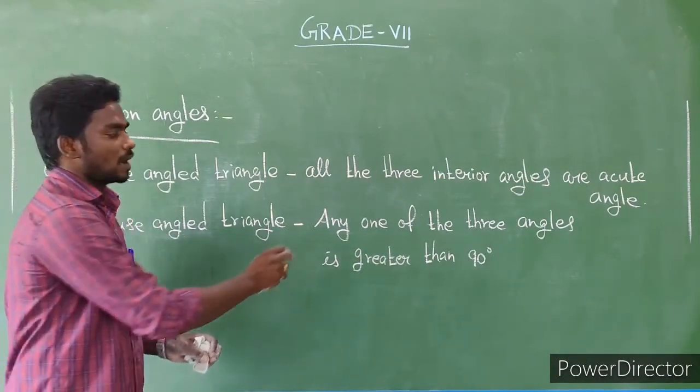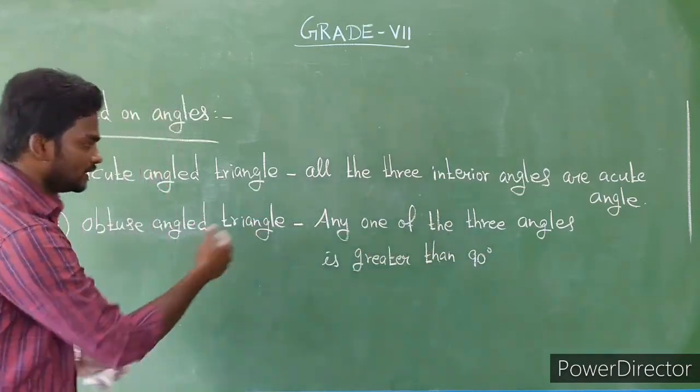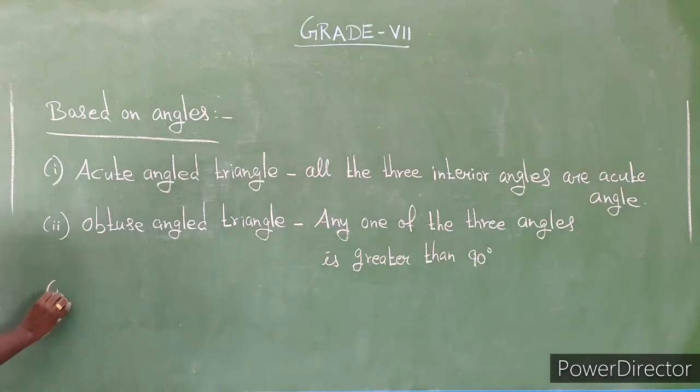If any one angle is an obtuse angle, this type of triangle is called, what is that? Obtuse angle triangle. Next, what is the third type of triangle? Right angle triangle.